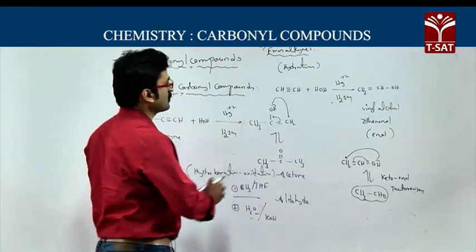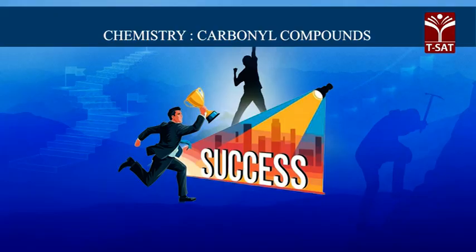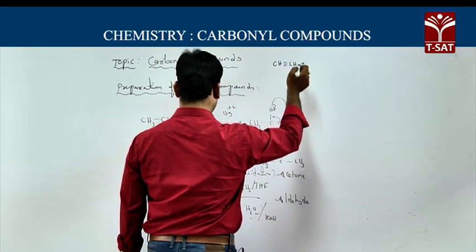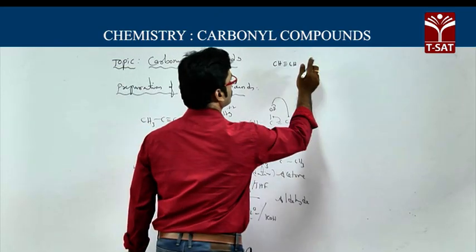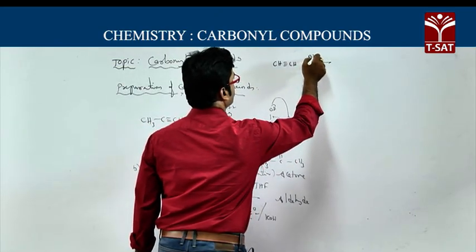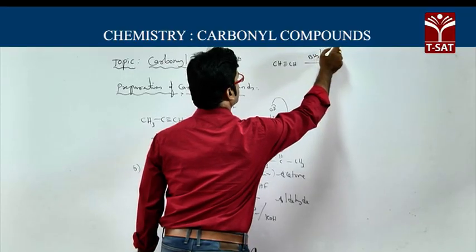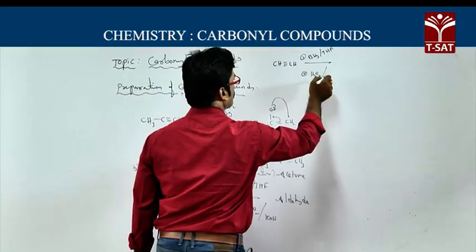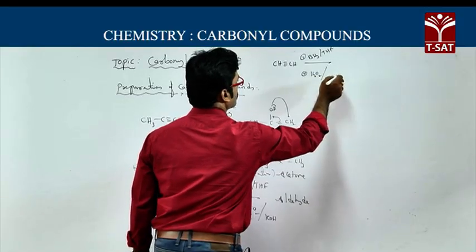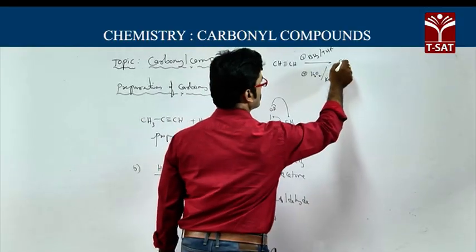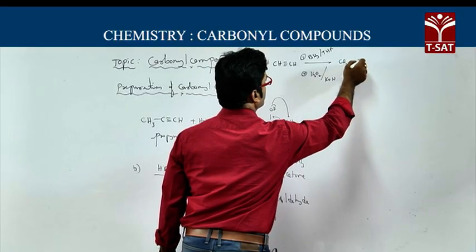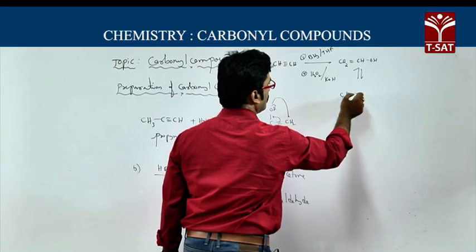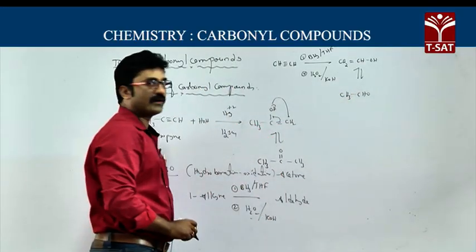We will take one example so that you can understand it well. Here I am taking CH triple bond CH, this on reaction with BH3 THF, then H2O2 and KOH. Here you will get CH2 double bond CHOH. This undergoes keto-enol tautomerism, and finally you will get CH3CHO, acetaldehyde.